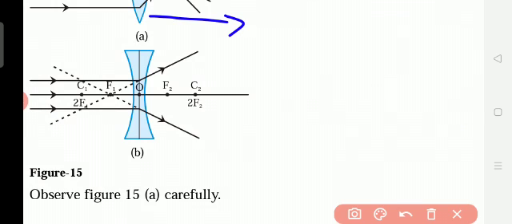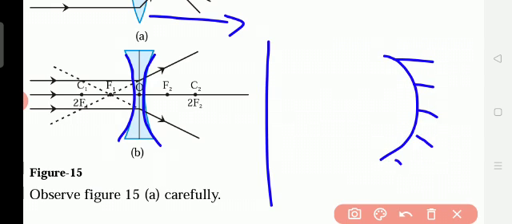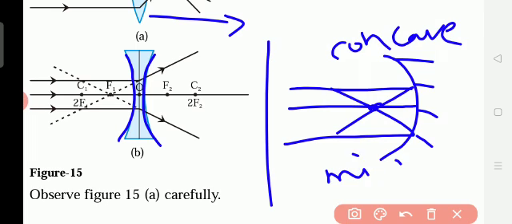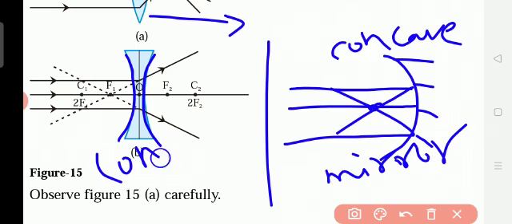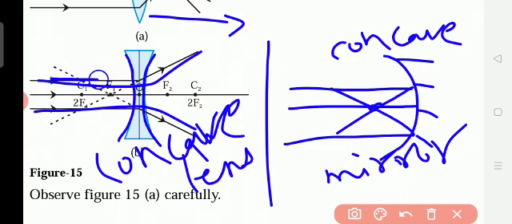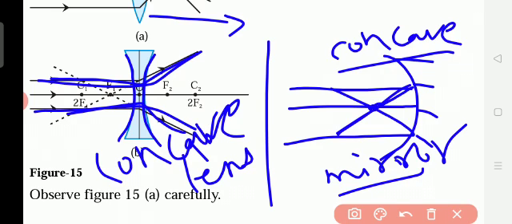But in the case of a concave, the curve is inside, meaning concave. If you take the concave mirror, curve inside, the rays are always meeting at one point. Okay, it is the converging concave mirror. And this is the concave lens. In the concave lens, rays are diverging, taking another direction. Okay, refraction, bending of light. Diverging. But in the case of a concave mirror, converging.